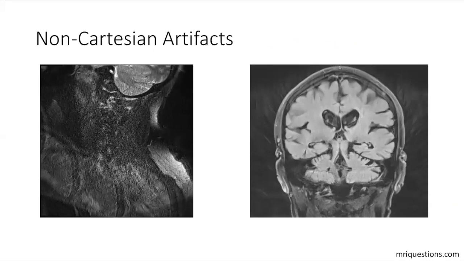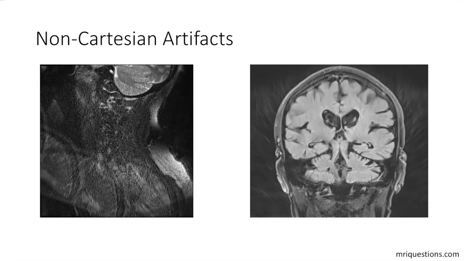And then I also quickly want to mention some of the non-Cartesian artifacts. I showed those four basic image encoding strategies earlier. So Cartesian and EPI, we just talked about the ghosts that can occur. And then I also talked about radial and spiral that are becoming very, very commonplace more and more.